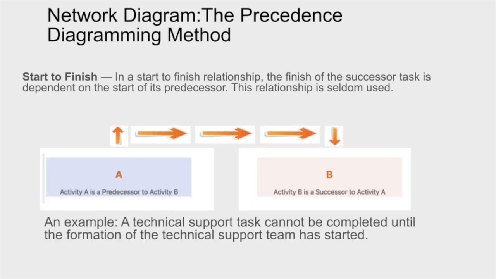The last type of situation you'd run into in a network precedence diagram is a start to finish example. Basically what's happening here is the finish of the successor task, B, is dependent on the start of the predecessor task, meaning A has to actually start in order for B to get finished. So if you have a news conference, for example, the news conference has to start before the person who's covering the news conference can finish their day.